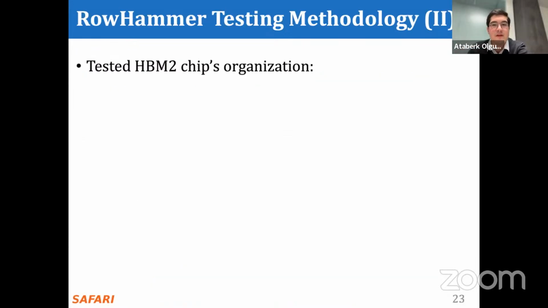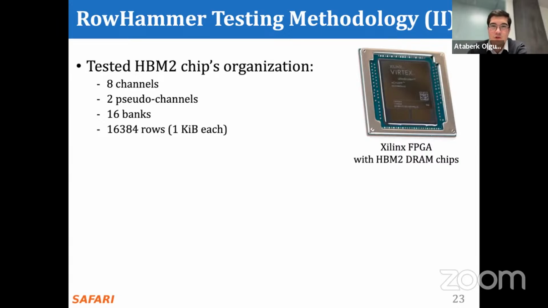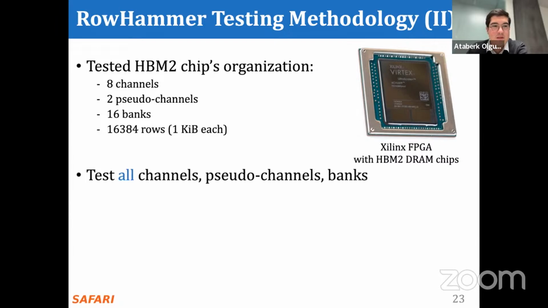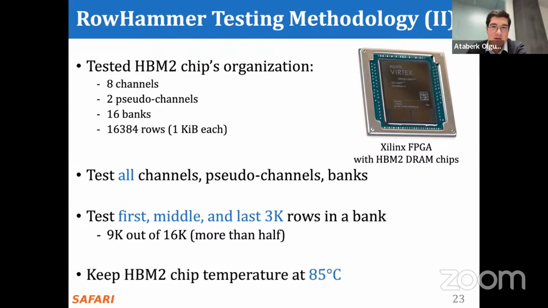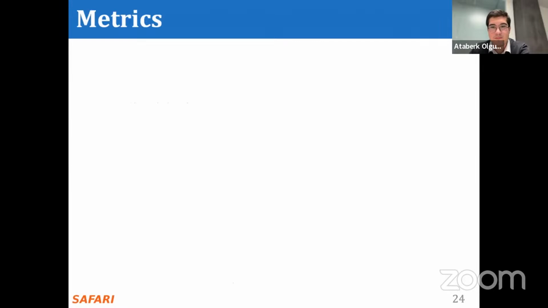Our HBM2 chip contains 8 channels, 2 pseudo channels in each channel, 16 banks in each pseudo channel, and finally around 16,000 1 kilobyte large rows. We test all of the channels, pseudo channels, and banks, and we sample the first, middle, and last 3,000 rows in each bank to keep a reasonable experiment time, because testing more rows means you spend more time on your experiments. And we set the temperature controller's target temperature to 85 degrees Celsius.